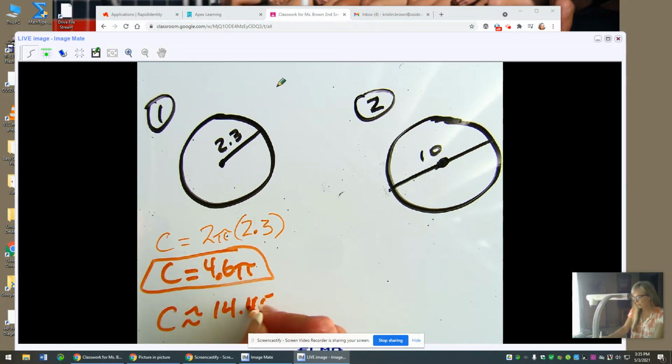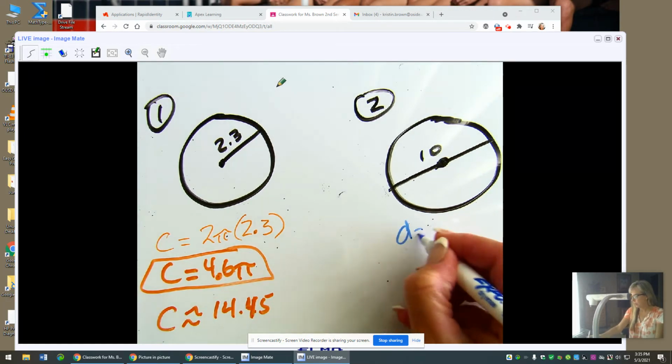And again, I think Apex is going to say, what is the circumference about? And so they might give an answer of 14. Probably they'll give an answer of 14. Okay? The next one gives us the diameter.